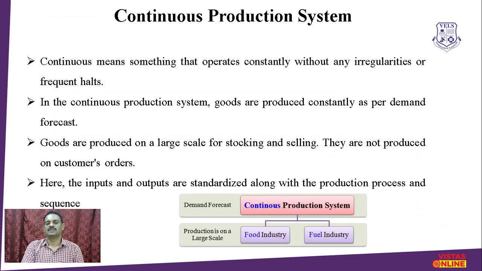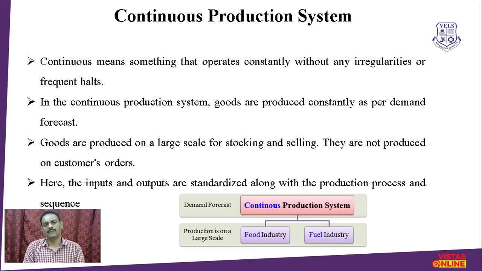Continuous production system. In a continuous production system, there is no intermittence in the production process. The production happens continuously. They won't stop the production, and they won't wait for orders from the market.